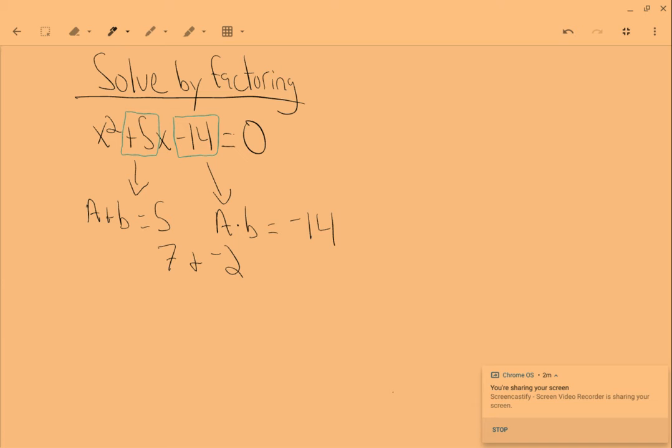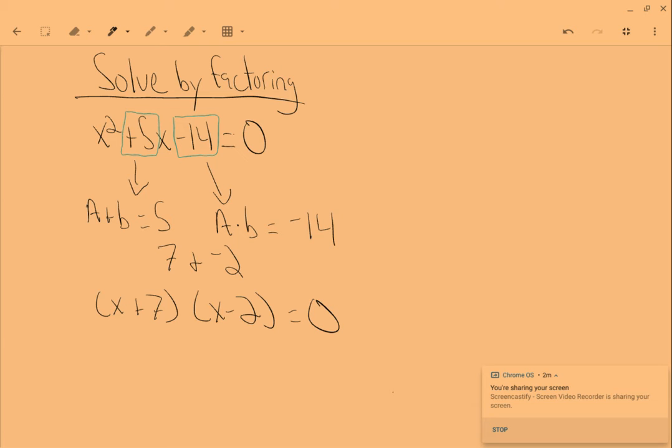7 plus negative 2 is 5. 7 times negative 2 is negative 14. Since those are the two numbers that work, I automatically know that my two factors are x plus 7 and x minus 2. That is the factored form of this quadratic equation.